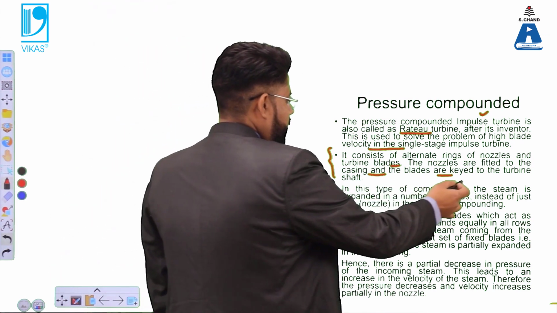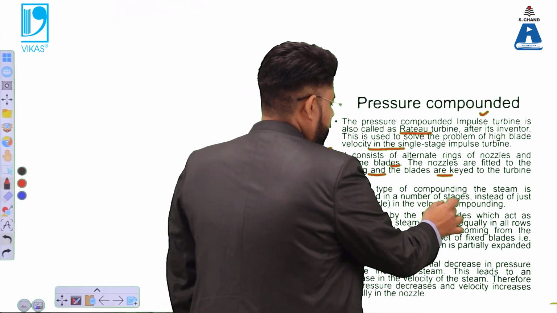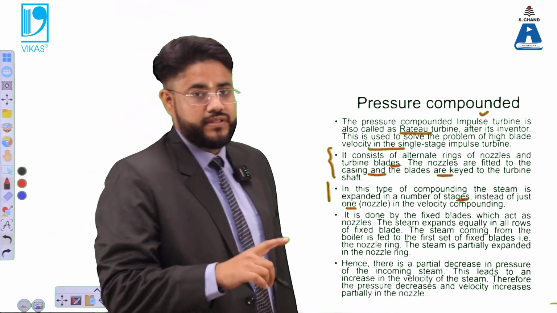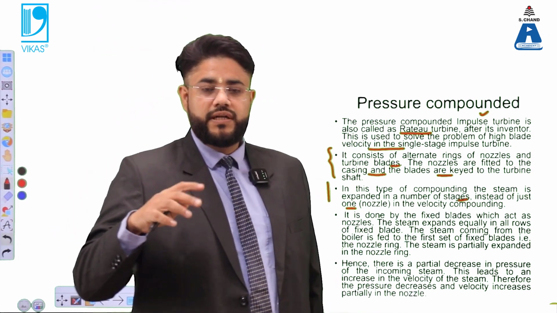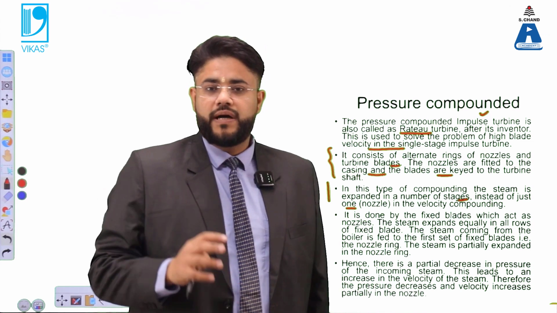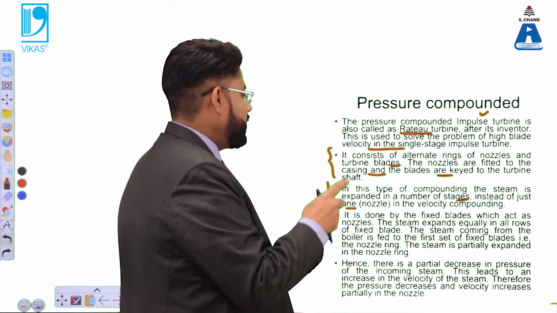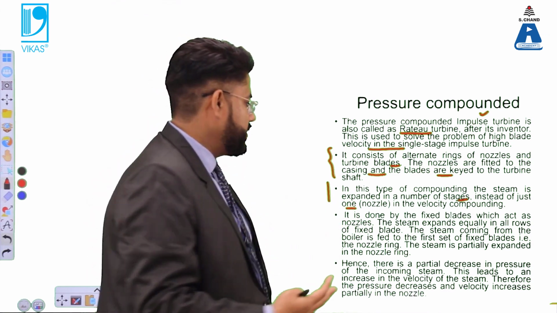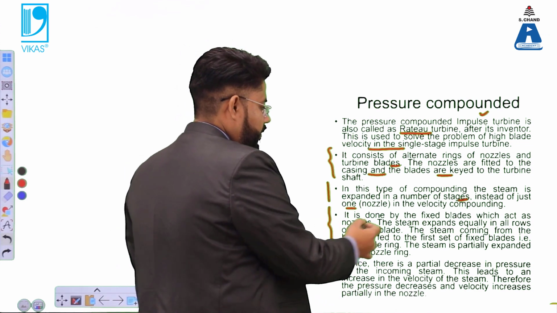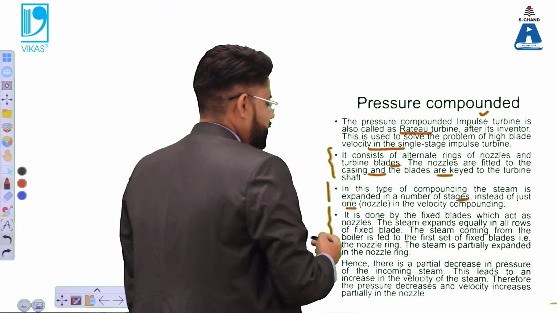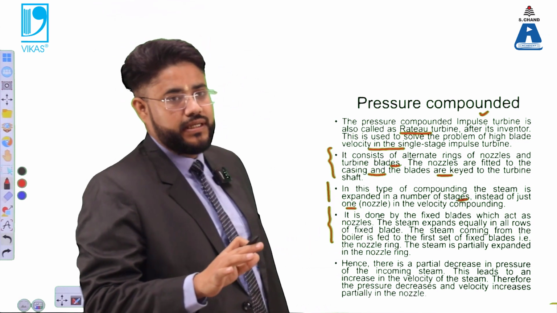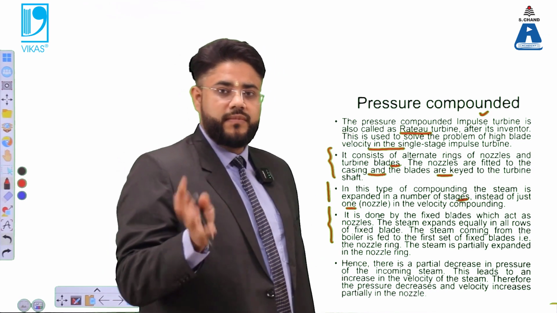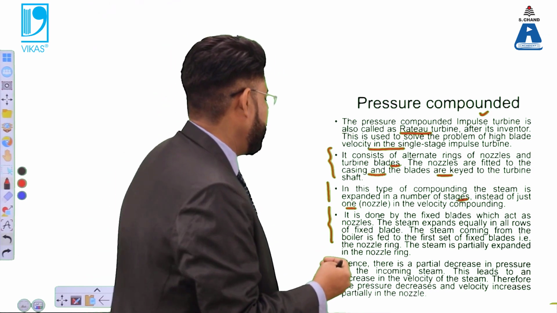Now in this type of compounding, the steam is expanded in a number of stages instead of one. So in the previous situation we have seen that the steam is expanded in the nozzle and then the pressure is being dropped by the nozzle. But herein the steam is expanded in a number of stages, in batches. So it is done by the fixed blade which acts as a nozzle. The same case is there in the reaction turbine, which does not have nozzles. The same concept is being utilized in the pressure compounding case.